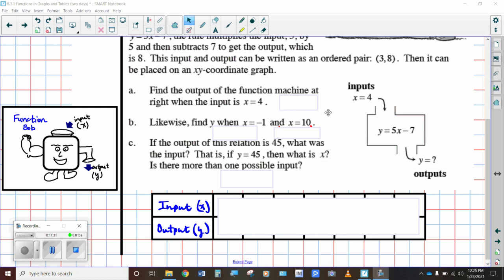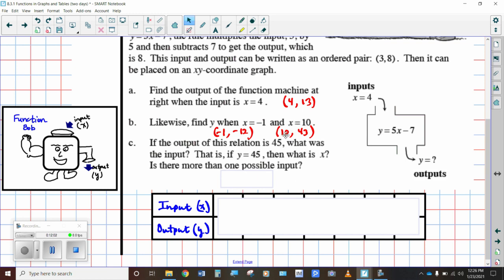All right, so what did we get? When you plug X is equal to 4 into this machine, you get 5 times 4 is 20, and 20 minus 7 gives you 13 for an answer. So this would be the ordered pair that would apply to that situation. When X is 4, Y is 13. When you put in the -1, 5 times -1 is -5, and -5 minus 7 gives you -12. So that would be the ordered pair -1, -12. And then when X is 10, that becomes 50 minus 7, which is 43.